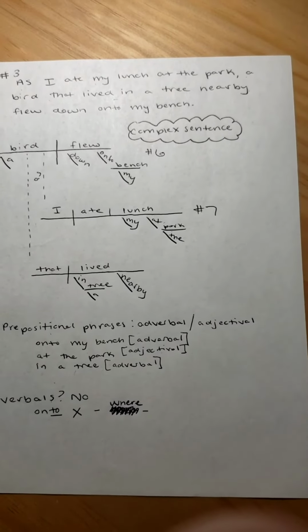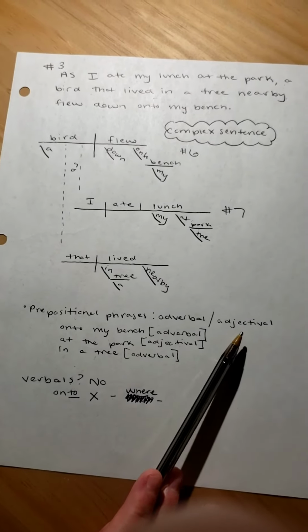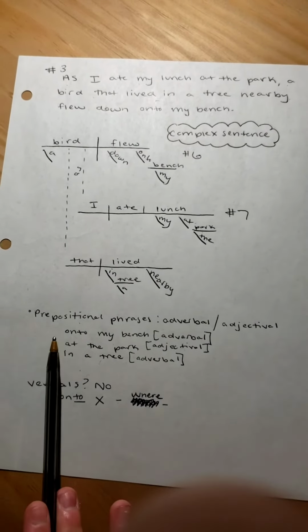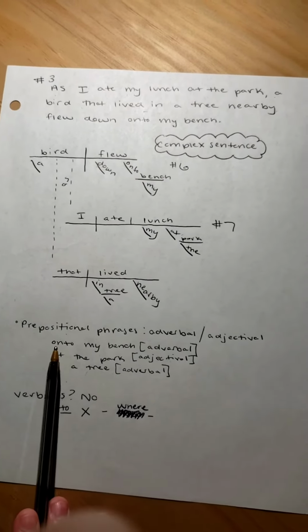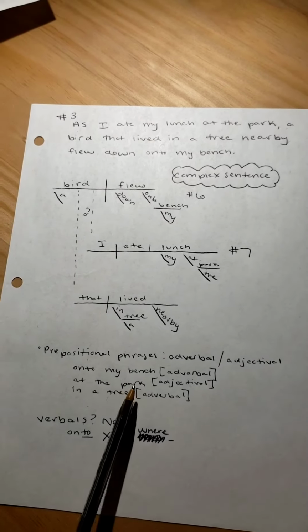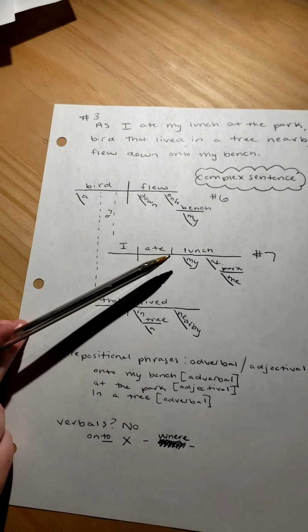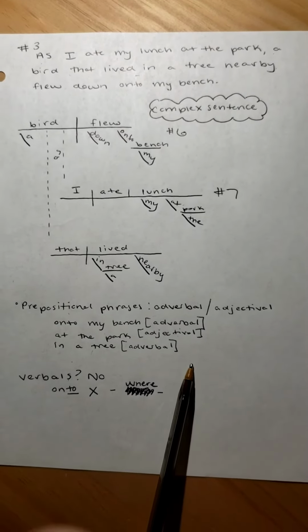Moving on to the prepositional phrases, we have to ask whether they are going to be adverbial or adjectival. Within the sentence, there are 3 of them: onto my bench, at the park, and in a tree. Because "onto my bench" modifies flew, it's going to be an adverbial. "At the park" modifies the direct object lunch, so it's going to be adjectival. And "in a tree" modifies lived, meaning it's going to be adverbial.